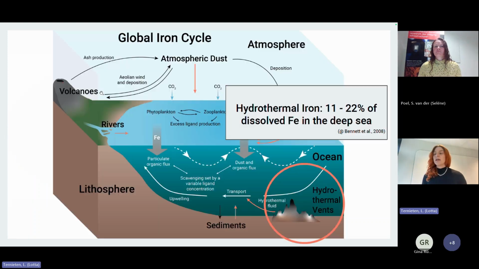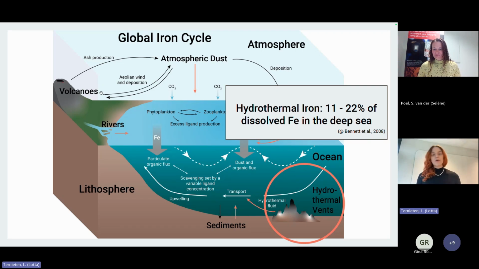So this is why I was very excited when it was discovered that hydrothermal vent systems can contribute significant amounts of iron into this otherwise depleted environment. And right now, we are assuming that around 11 to 22% of the dissolved iron in the deep sea is actually sourced from hydrothermal vent systems.